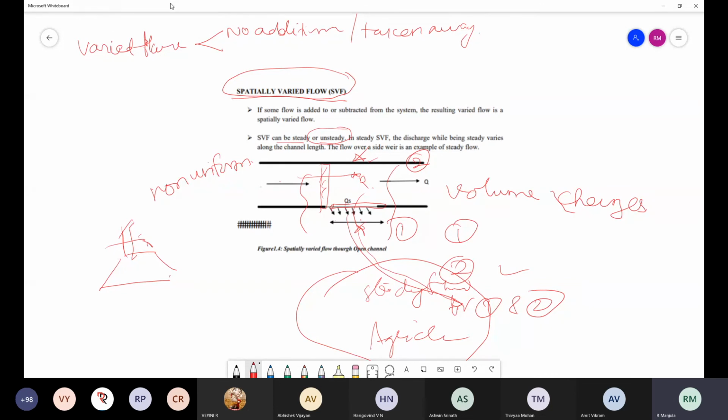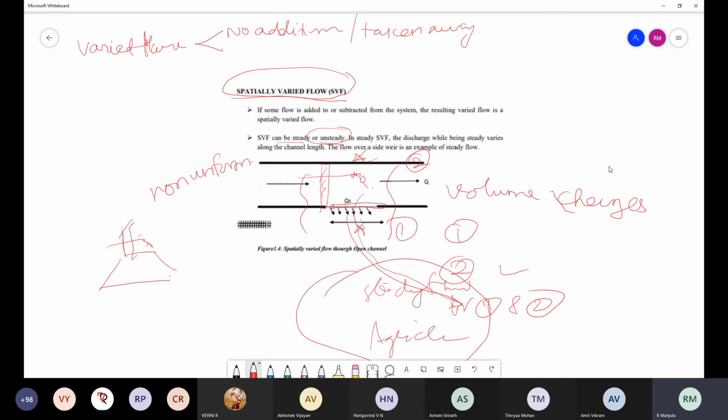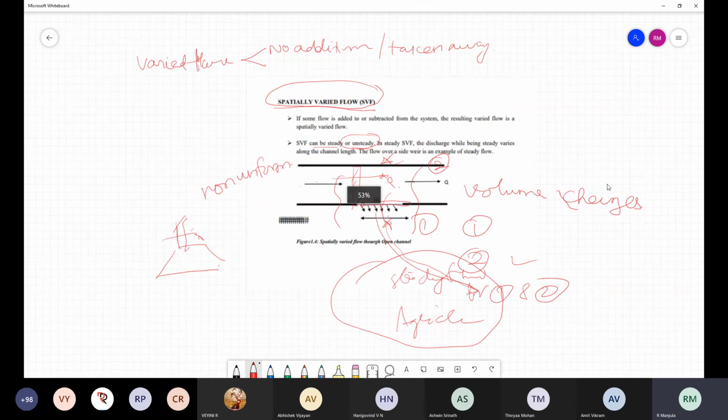So these are the different types of flow. Whatever we have seen is different types of channels and different types of flows in open channel. To conclude, different types of channels we have seen: prismatic, non-prismatic, rigid and mobile boundary channels. In different types of flow we have seen steady, unsteady, uniform, non-uniform. Under non-uniform flow you have varied flow. Under varied flow you have gradually varied flow, rapidly varied flow and spatially varied flow.